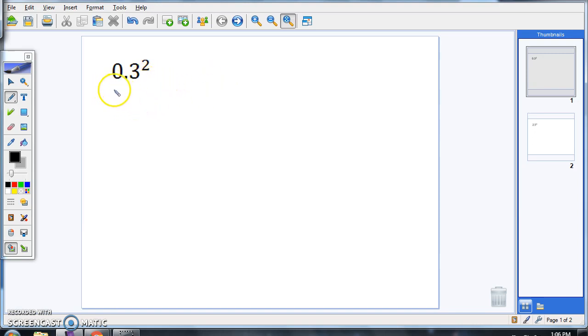sometimes you can't really see the meaning behind regular exponents. These exponents actually have a point.